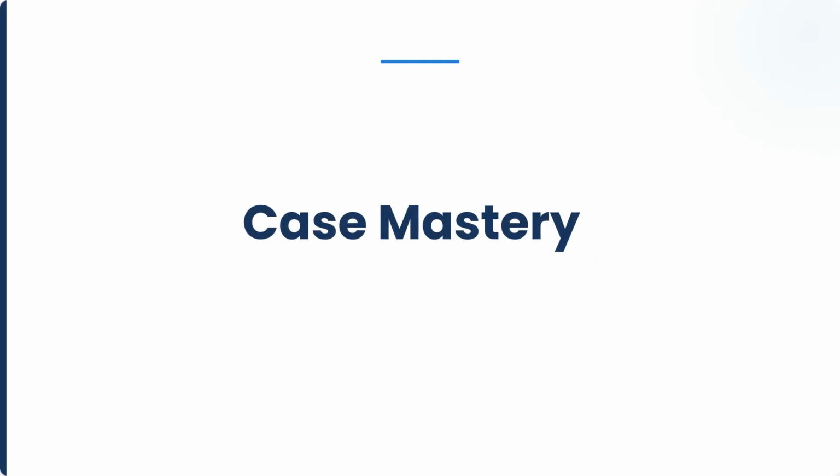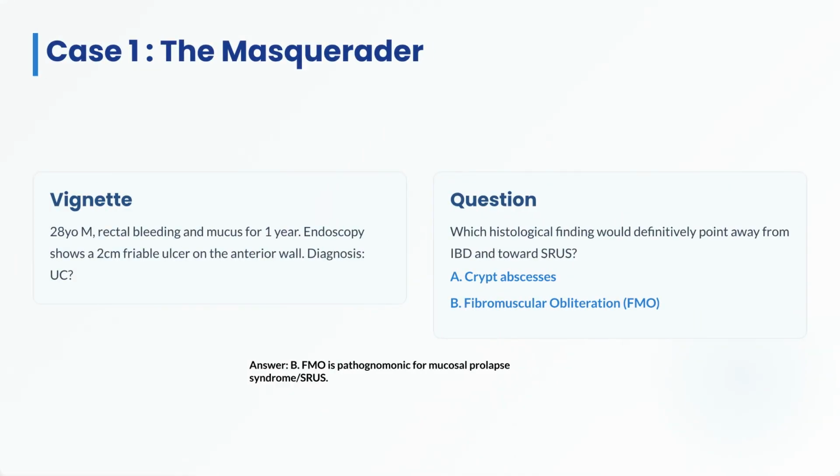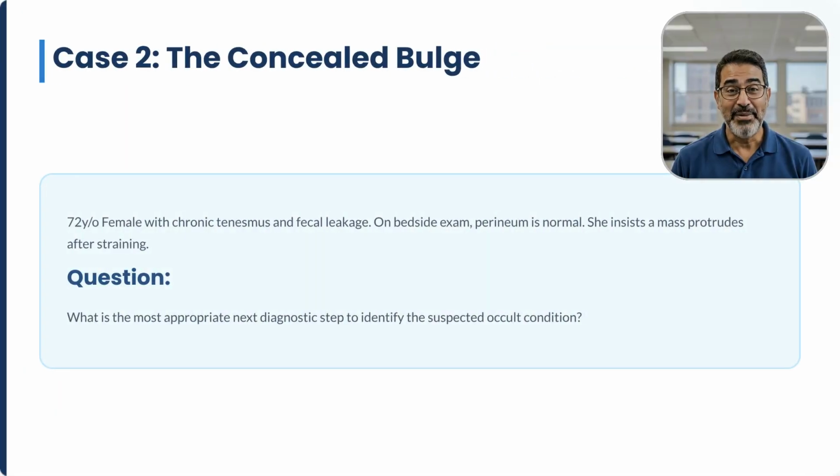We will now apply this knowledge with 5 case vignettes to test your mastery of these concepts. Case 1. A 28-year-old male with rectal bleeding and mucus presents with a friable ulcer. The question is, which histological finding definitively points to solitary rectal ulcer syndrome over inflammatory bowel disease? The answer is B. Fibromuscular obliteration, which is the pathognomonic finding from mucosal prolapse syndrome, and SRUS.